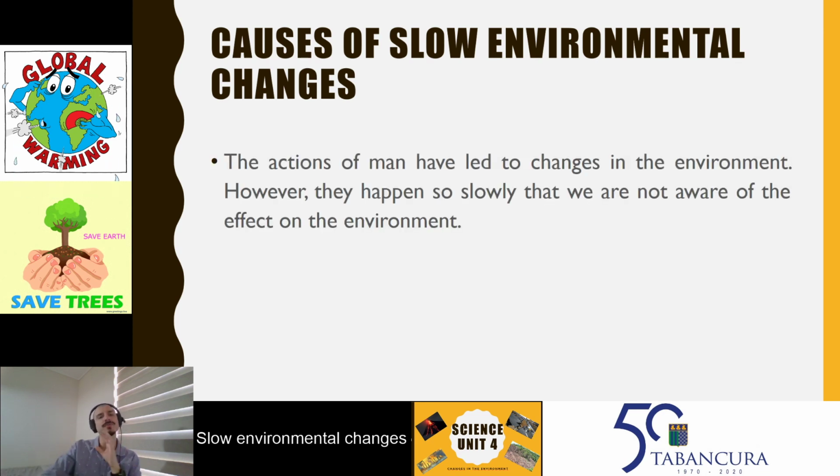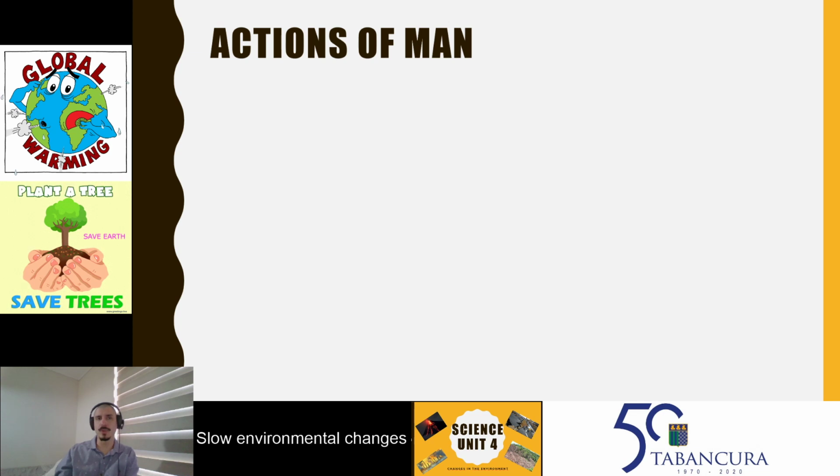Okay, so the actions of men have led to changes in the environment. However, they happen so slowly that we are not aware of the effect on the environment. We cannot see the effects immediately. It takes years. That is why we are not aware. We don't see them, but they are caused by actions of men. What are the actions of men that cause these slow environmental changes?